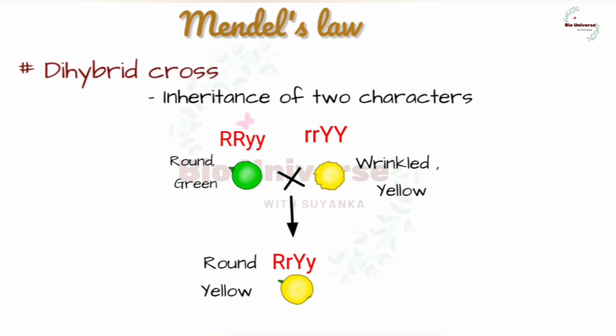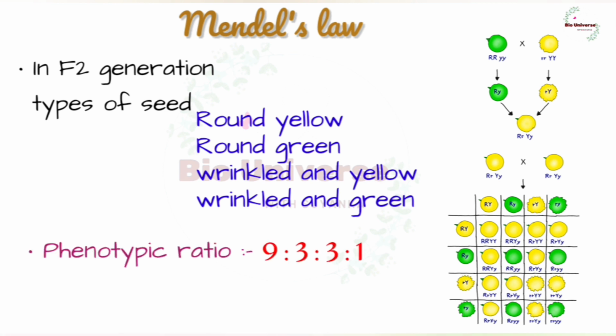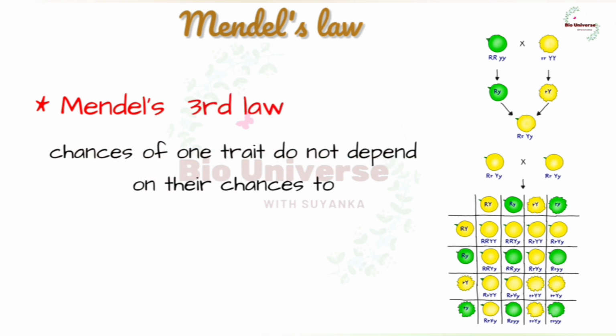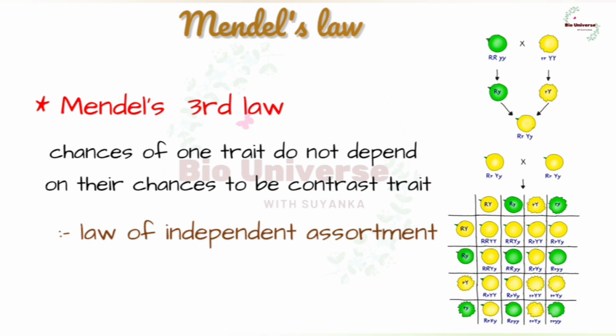When a certain number of F1 plants were crossed among themselves, they gave rise to four types of seeds: round and yellow, round and green, wrinkled and yellow, wrinkled and green. Hence, their phenotype ratio was about 9:3:3:1. It indicates that the chances for the pea seeds to be round or wrinkled do not depend on their chances to be yellow or green. Each pair of alleles is independent of the other pairs. This is the principle of independent assortment.